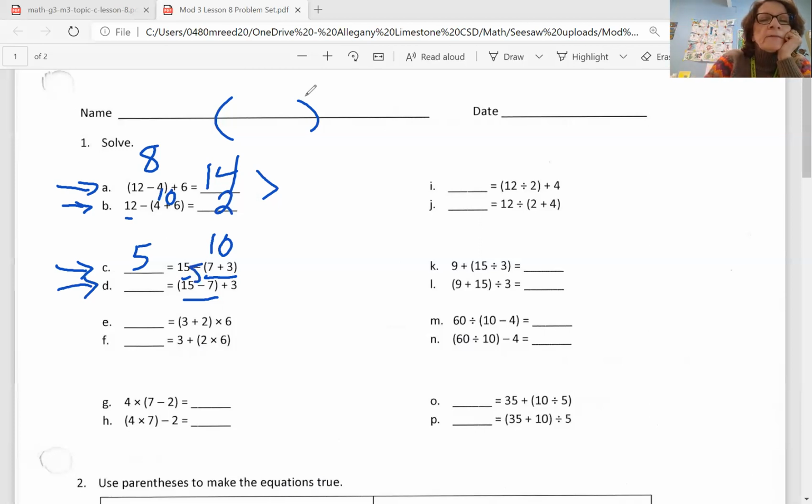I'm going to put 8 above 15 minus 7, and now I've got to add my 8 to 3. 8 plus 3 is 11. So two completely different answers based on where the parentheses are around the numbers.